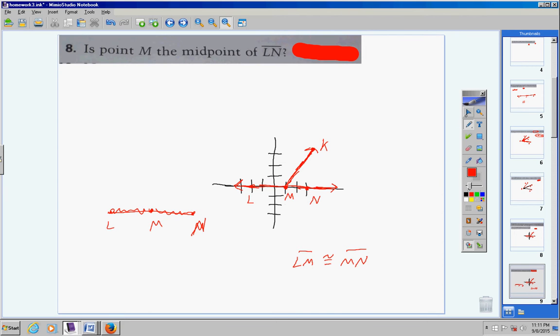But we don't know that for sure. Here's how I would have answered this. On a test or a quiz, I would say, is point M the midpoint? I wouldn't say no, it might be. I wouldn't say yes, it might not be. I would put not enough information or can't be determined, because we really don't know. Or you could say yes it is, it's the midpoint if LM is congruent to MN. Alright, moving on to number 9.